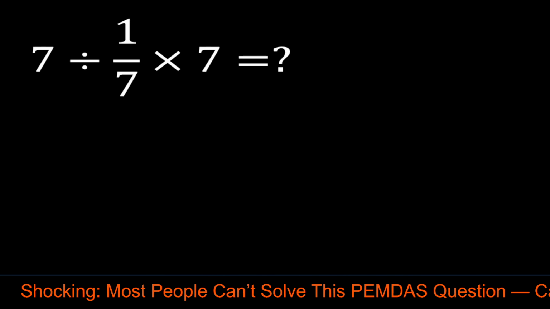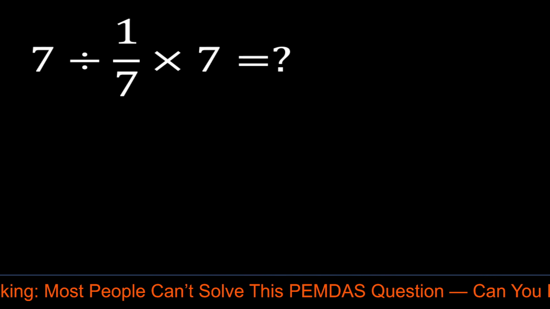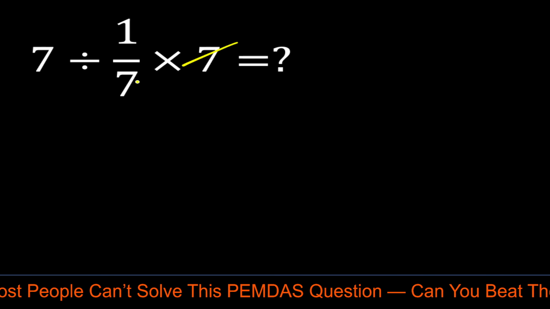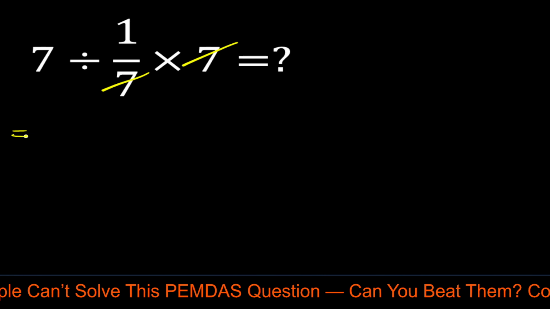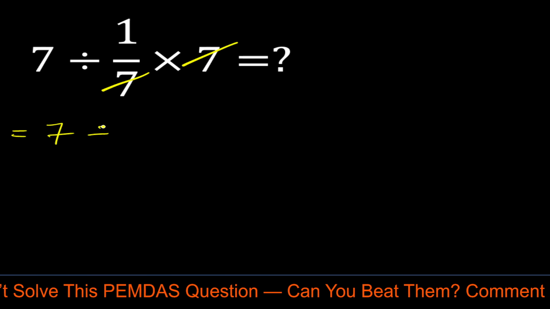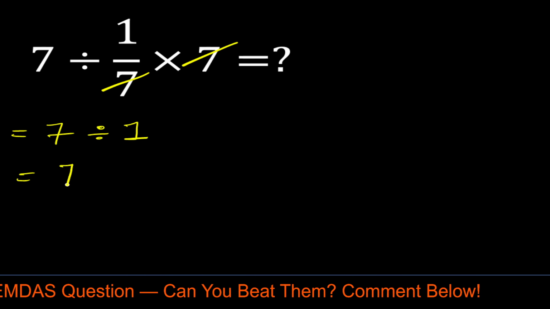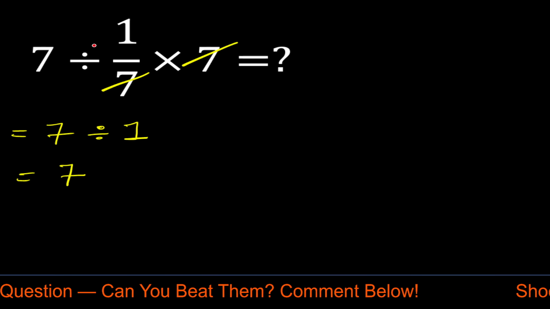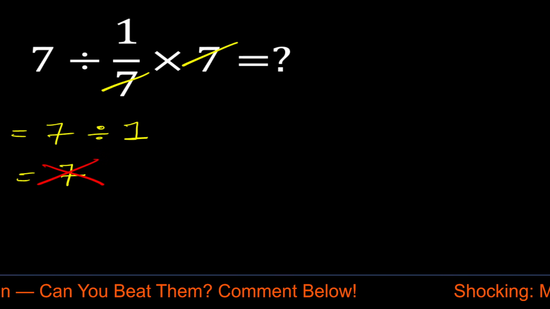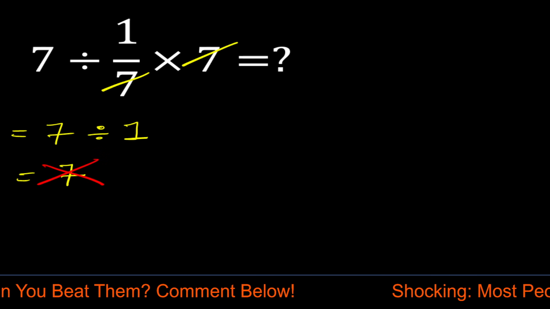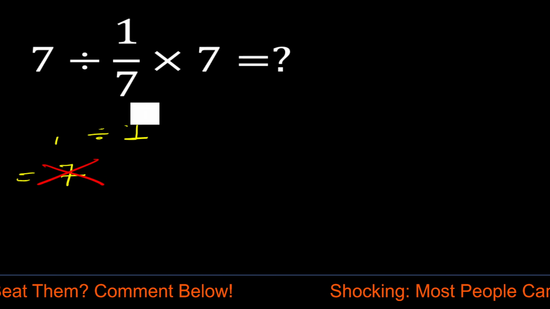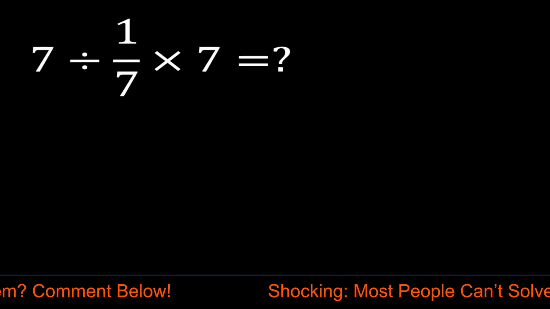So most people solve this question like cancel this 7 by 7, right? So now 7 divided by 1, so 7 divided by 1 is equal to 7, right? But this answer is not correct. This answer is completely wrong. So now let's solve this problem correctly by using a PEMDAS rule, right?